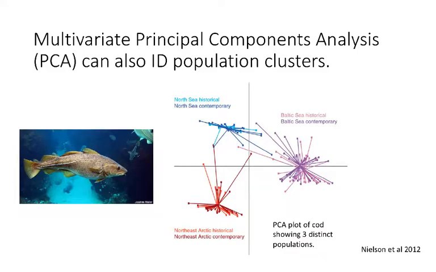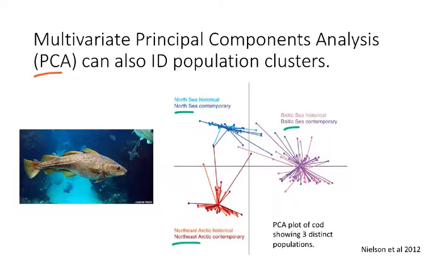And then in addition to structure plots, the other common method that's used now, especially with high throughput sequencing data, is a multivariate principal component analysis, or PCA, to identify population clusters. This is an example from cod, and these cod were collected from different geographic sites, the North Sea, Baltic Sea, and Northeast Arctic. So the idea with these PCAs is you're basically taking a bunch of different data points. So often it's SNP genotypes across thousands of SNPs across the genome if we're talking about RAD sequencing, for instance.